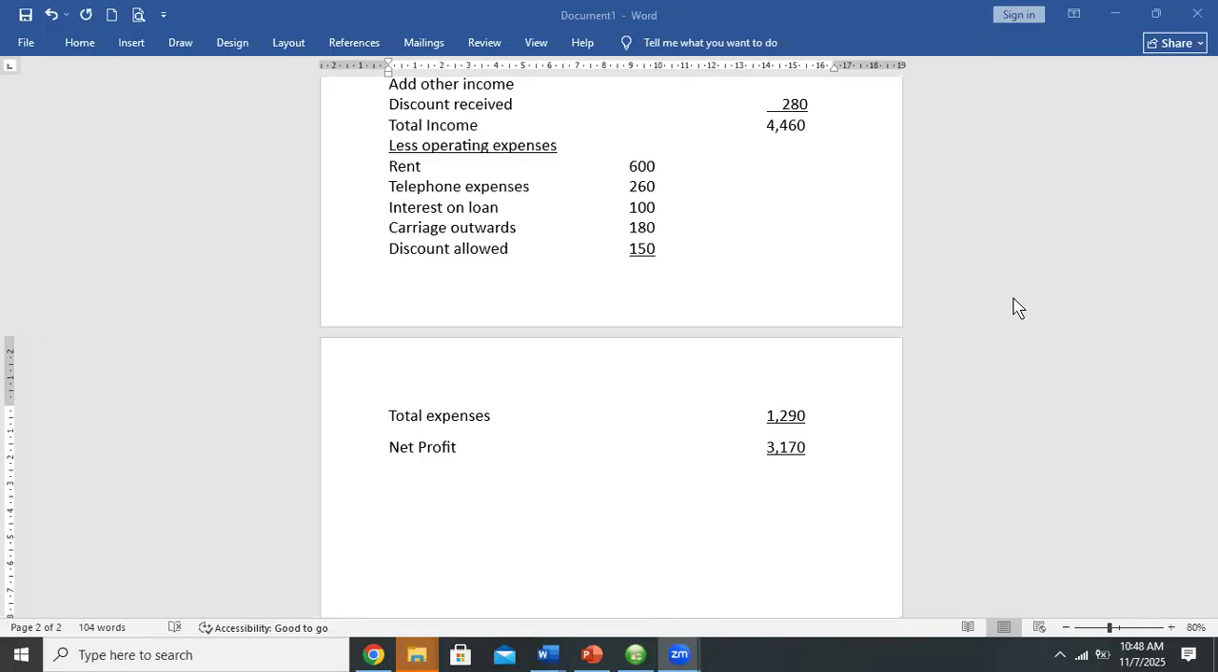So what I'll do is put a few examples on the page for you to try your hands on. I'll do one for just the profit and loss account, and then maybe one for doing the trading and profit and loss account.